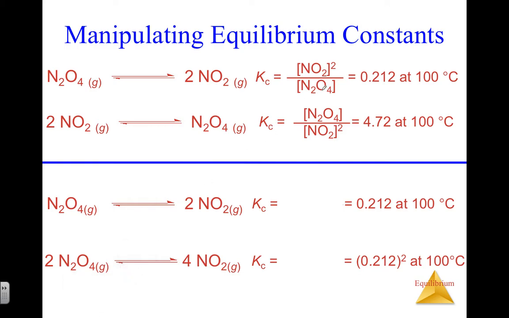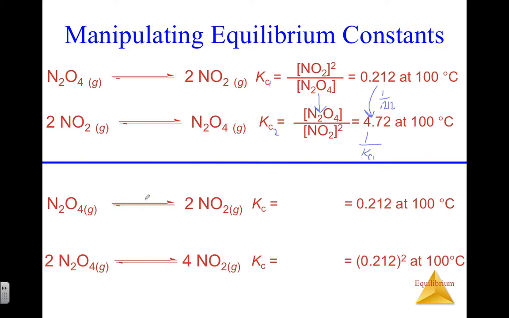These two expressions, what do we do to go from the first to the second K expression? We just flipped it over, took the inverse. So we took the inverse, that means, and I want you to double check this on your calculator so you believe me, 1 divided by 0.212 does in fact equal 4.72. So what does that mean? If I reverse a reaction, I take the inverse of the K value. So this is just 1 over Kc1. So I'll call this Kc1 and this Kc2.